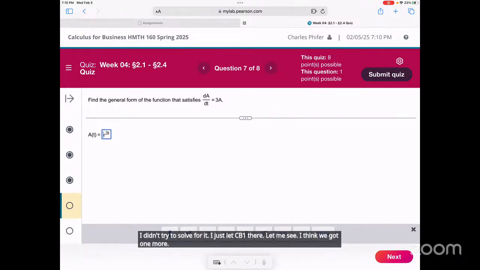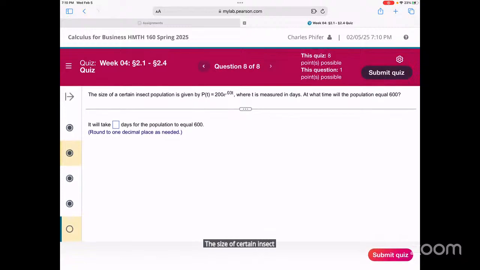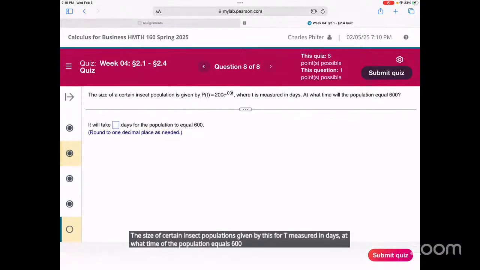The size of certain insect populations is given by this, for t measured in days. At what time does the population equal 600? So we're solving for t. Okay. So if we let the population be 600, divided by 200 gives us what? 3. So take the natural log.